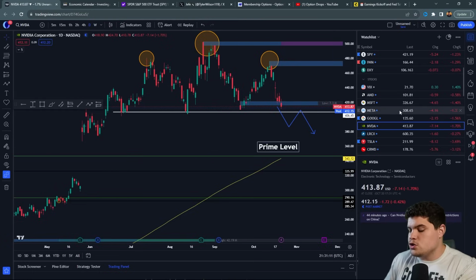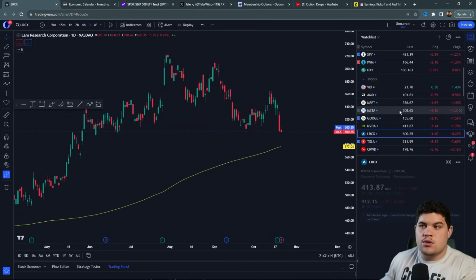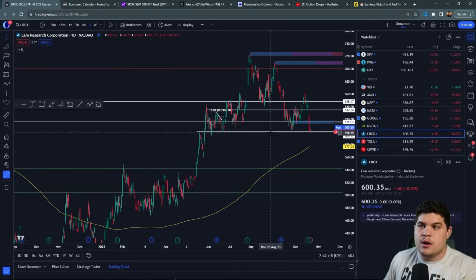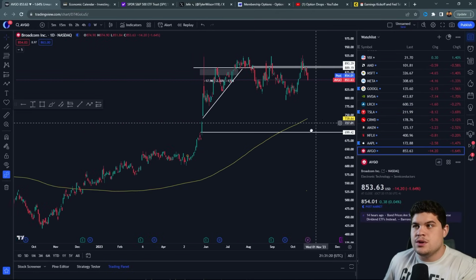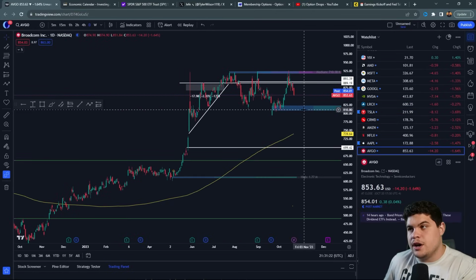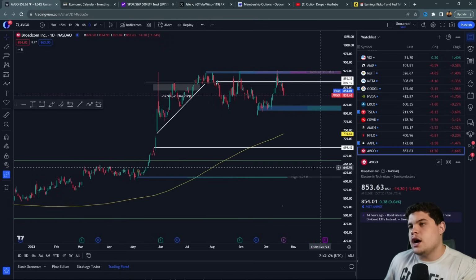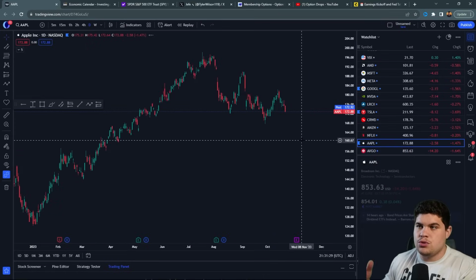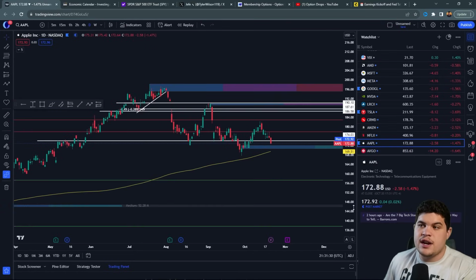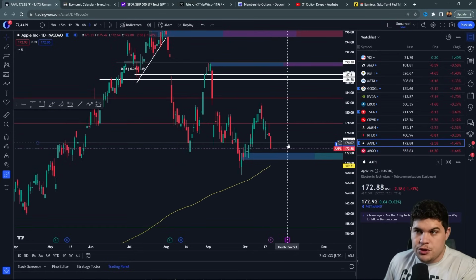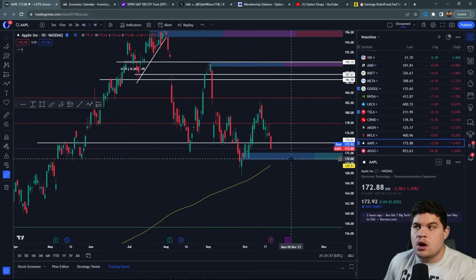And then the laundry list goes on. LRCX, we're going to see more of these chip names. You start breaking below 600, a lot of pain. AVGO, you start breaking back down, now we've got more room to go here. You need to get below 800, but a lot of pain potentially. A lot of these are at massive levels. Apple too, more tech names here. We mentioned today under 174, it's a short opportunity. You got back below 174, and it's not looking strong so far.